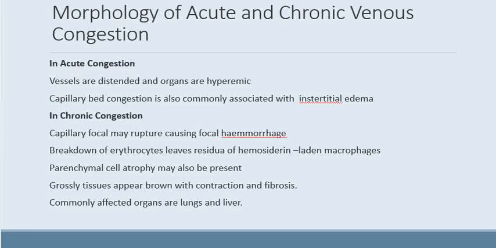Breakdown of erythrocytes leaves residue of hemosiderin-laden macrophages. Parenchymal cell atrophy may also be present. Grossly tissues appear brown with contraction and fibrosis. Commonly affected organs are lungs and liver.